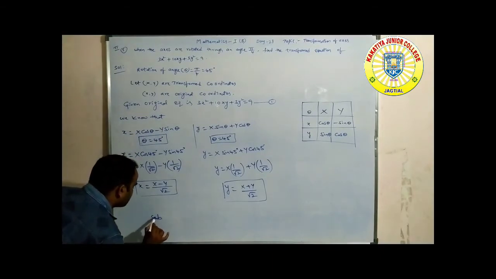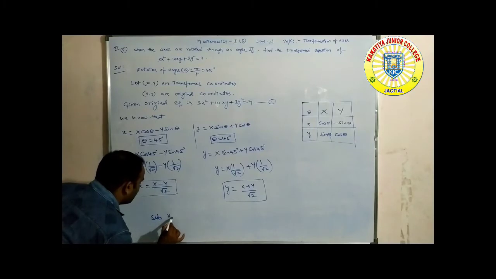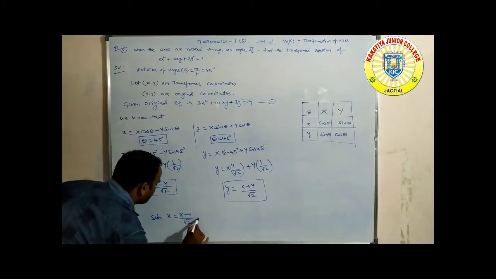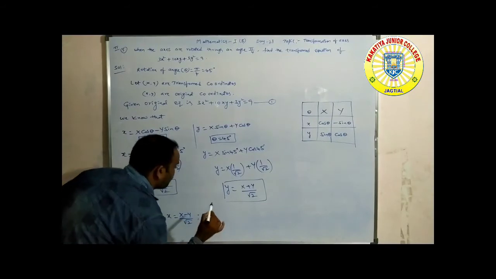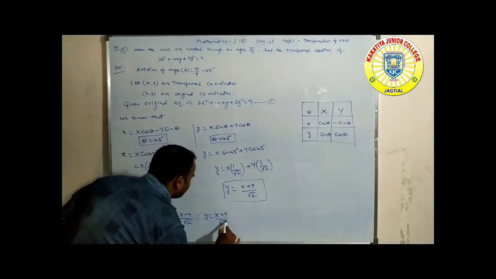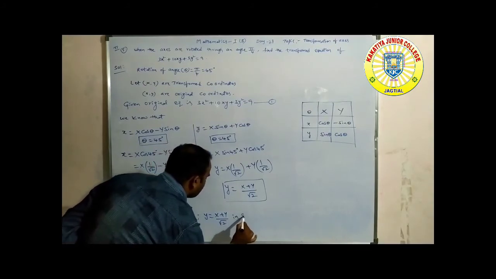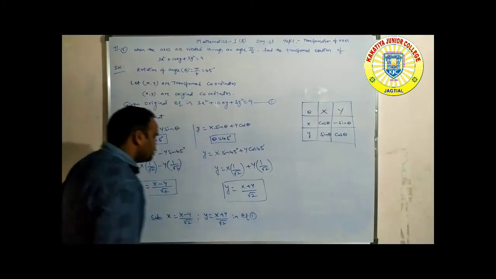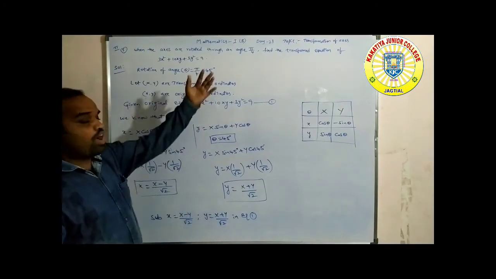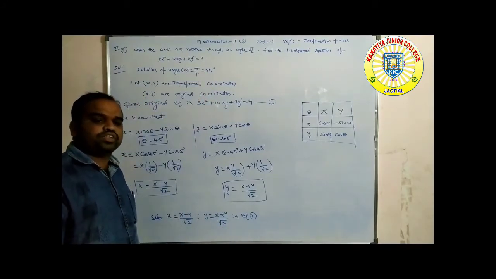Substituting which one, sir? Small x is equal to capital X minus capital Y by root 2, small y is equal to capital X plus capital Y by root 2, in equation 1. So we are substituting these two values in equation 1. We get the required transformed equation.